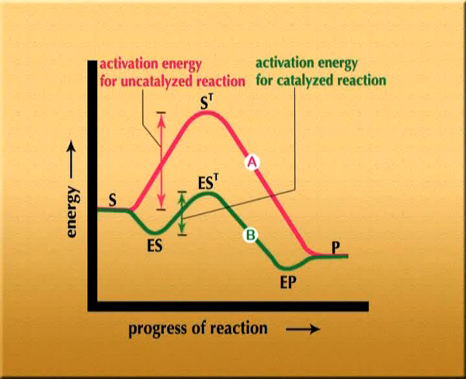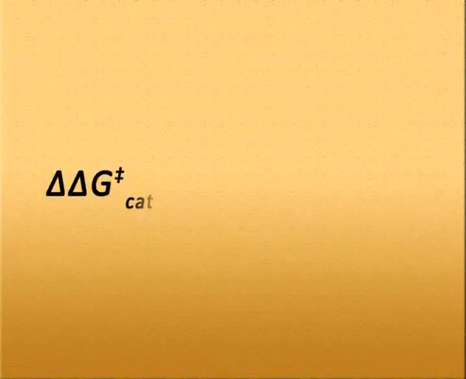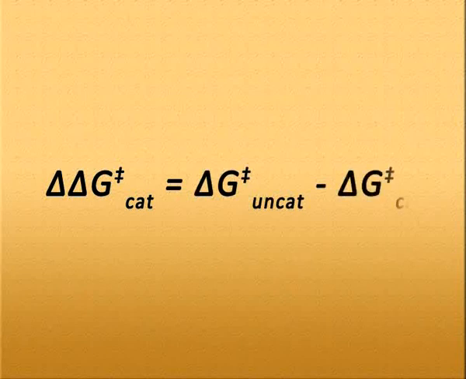In terms of free energies of activation, we can say that delta G for catalyzed reaction is less than delta G for uncatalyzed reaction. That is, the activation energy for the catalyzed reaction is lower than the activation energy for uncatalyzed reaction. In other words, enzymes lower the activation energy. The lowering of activation energy is the difference between the values of delta G for the uncatalyzed reaction and catalyzed reaction.